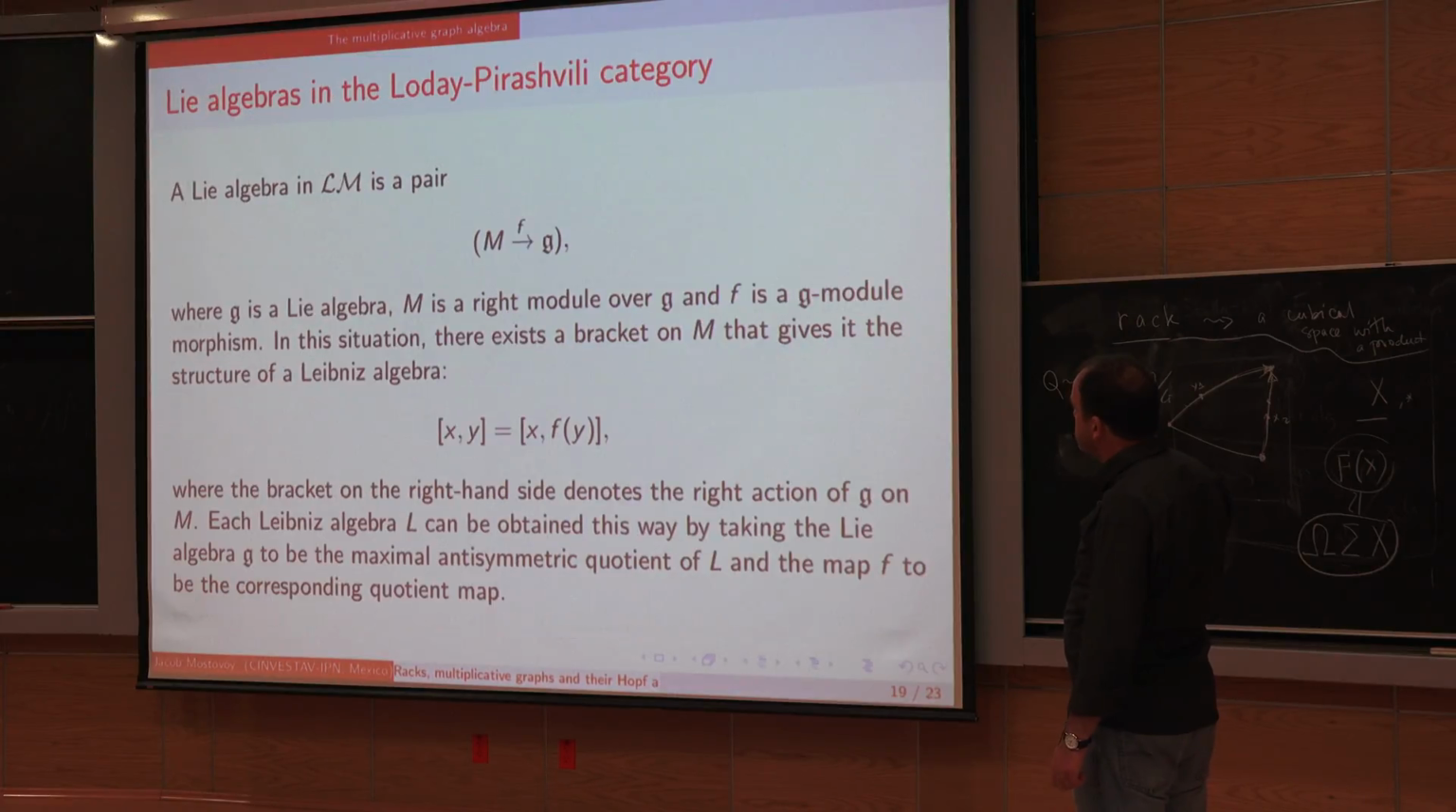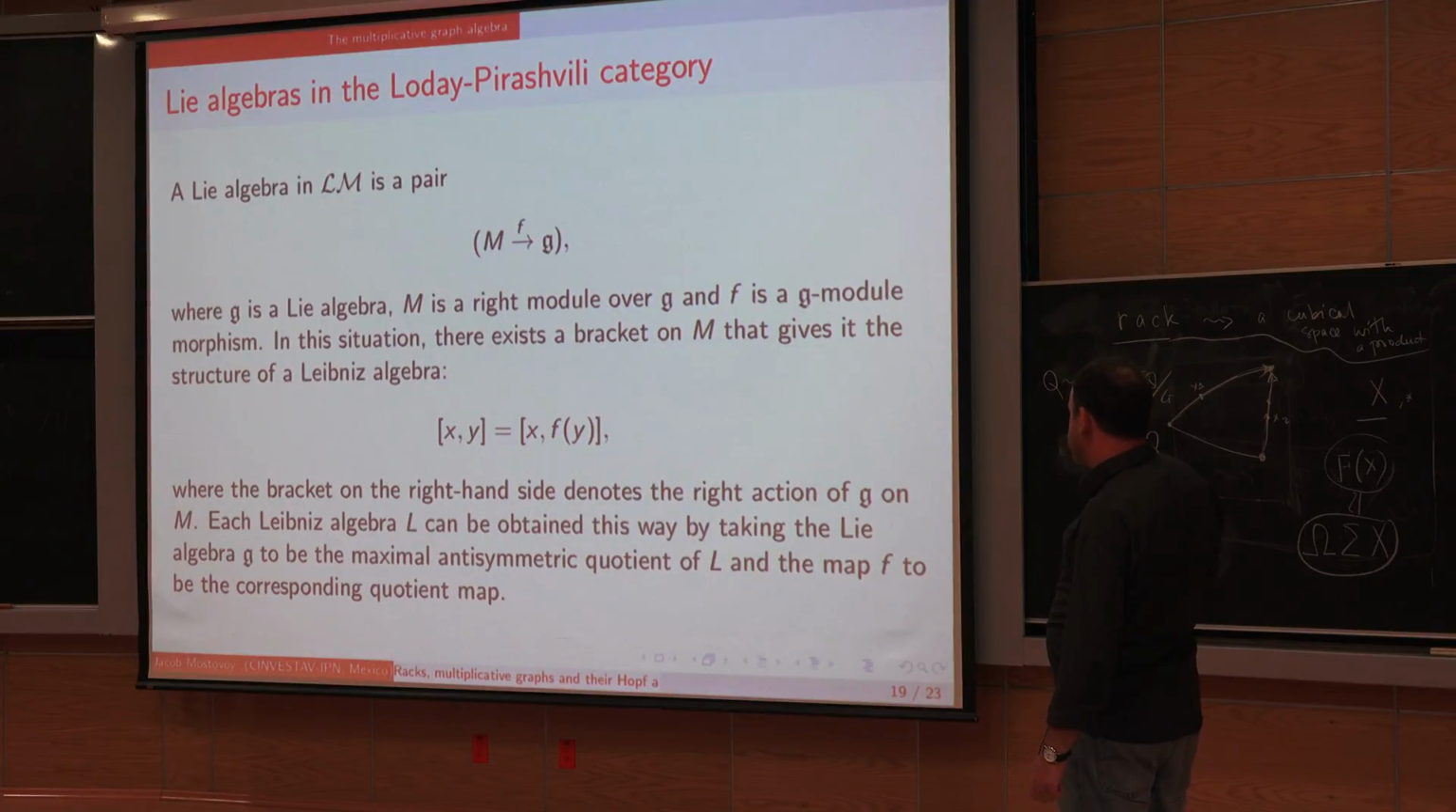So we have Hopf algebras here. We have Lie algebras. A Lie algebra is just a pair of a right module of a Lie algebra, which maps back to this Lie algebra, and this is a map of G modules. Now, again, this gives this M the structure of a Leibniz algebra. And this is what Loday and Pirashvili really set this thing up for, explaining Leibniz algebras in this way.